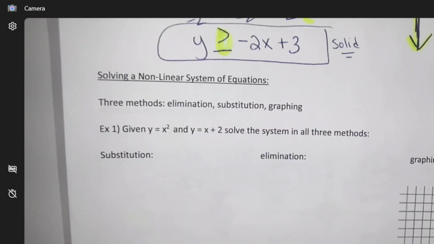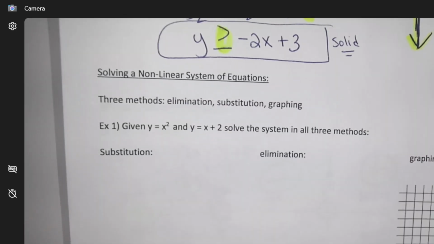Okay, so I'm just going to recap your grade 10 here. In grade 10, you did solving systems of equations. Okay, but you only ever worked with linear equations. Okay, now I'm going to throw other things at you.